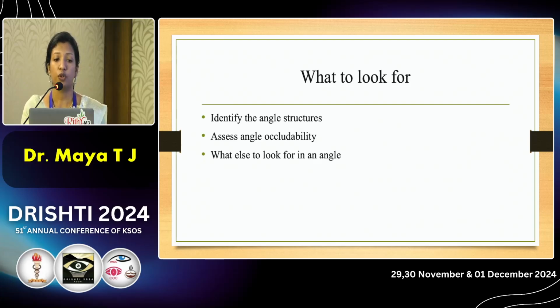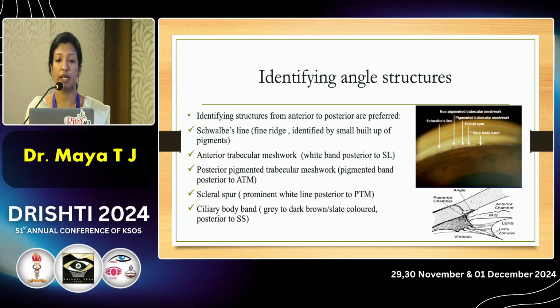Then what to look for? First, identify the angle structures, assess the angle occludability, and then look for other findings in the angle. Identifying the structures from anterior to posterior is mostly preferred. First, identify the Schwalbe's line, which appears as a fine ridge. It is identified by a small buildup of pigments.